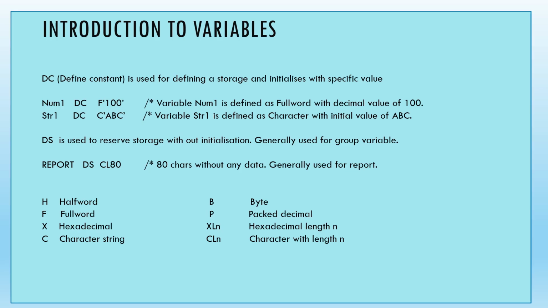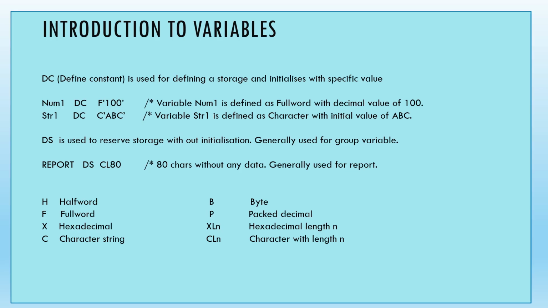H is a half word, we have done this, 2 bytes. F is a full word. X is a hexadecimal, which is just one character. C is a character string, which is just one variable. Then B is just one byte, and P is a packed decimal. Packed decimal is a very complex subject. We will handle it later.